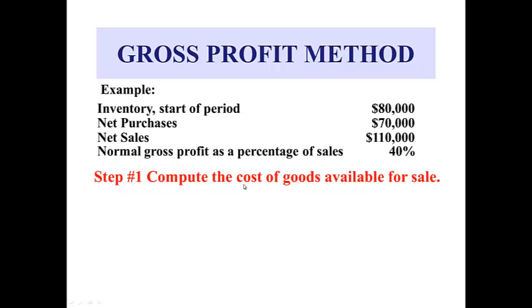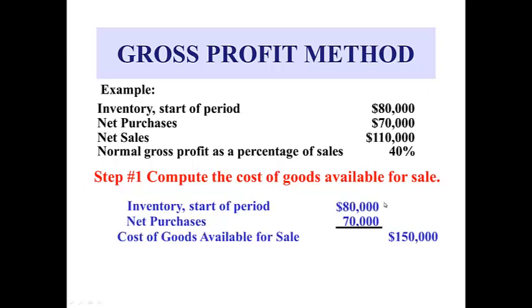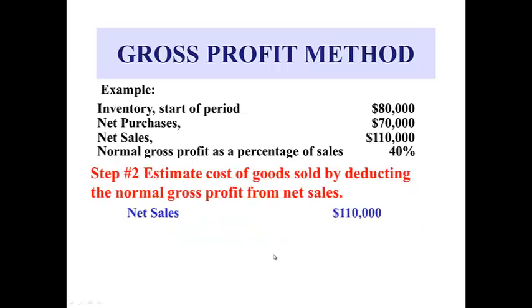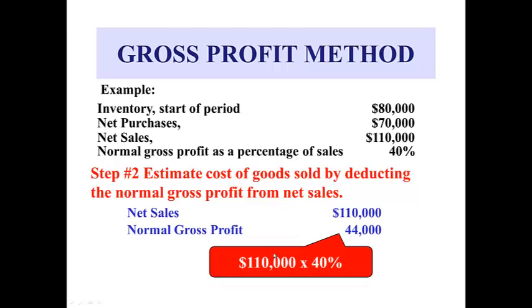So to calculate your goods available for sale, we remember our cost of goods sold formula is beginning inventory plus net purchases. So both of those numbers are given, so it's really easy to complete step one. Calculate the cost of goods available for sale. Step two is we're going to estimate the cost of goods sold by deducting the normal gross profit from the net sales. So here are our net sales, $110,000, and here's our gross profit percentage.